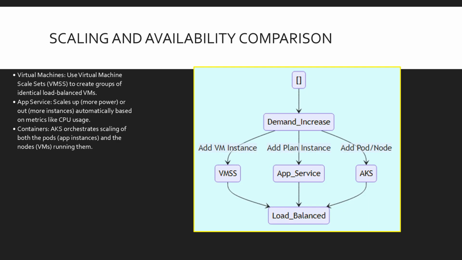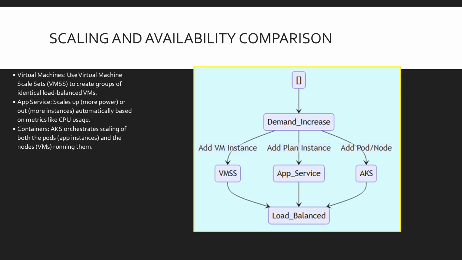How do these options handle growth? For virtual machines, we use Virtual Machine Scale Sets, VMSS. This allows you to create and manage a group of identical, load-balanced VMs that can automatically increase or decrease in number based on demand. For App Service, scaling is built in. You can scale up by moving to a larger pricing tier or scale out by increasing the number of instances handling requests. For containers using AKS, the orchestrator handles scaling automatically, adding more pods for your application, or even adding more nodes to the cluster if the physical resources run low.